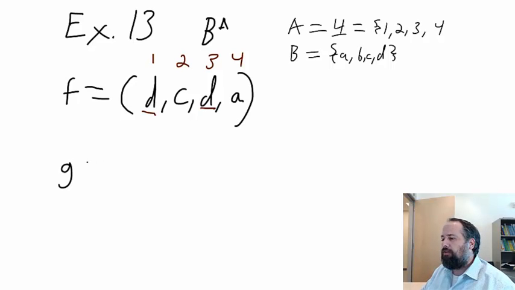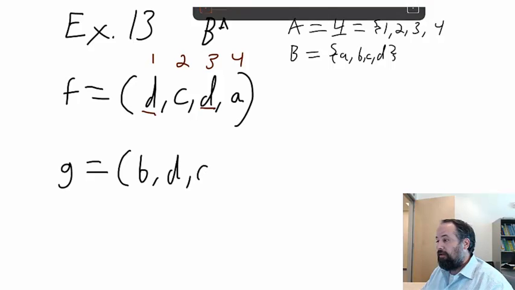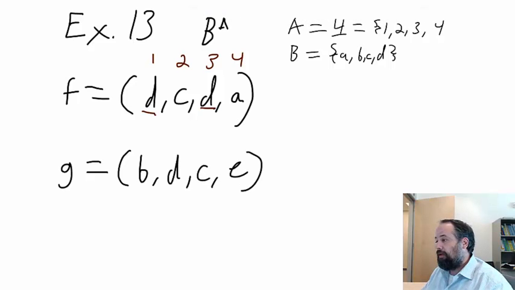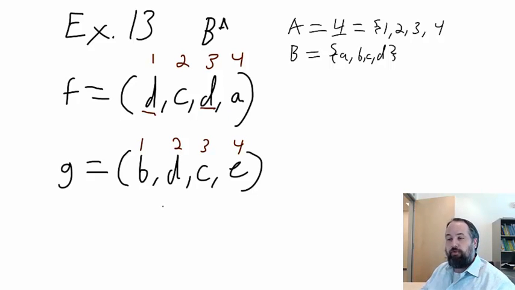Let's take another look. Let's look at G, which is going to be B, D, C, E. And again, remember, this is 1, 2, 3, 4. G of 1 is B, G of 2 is D, and so on. So, is this an injection? Well, we do not see any members of the range more than once. So, yes, it is an injection.